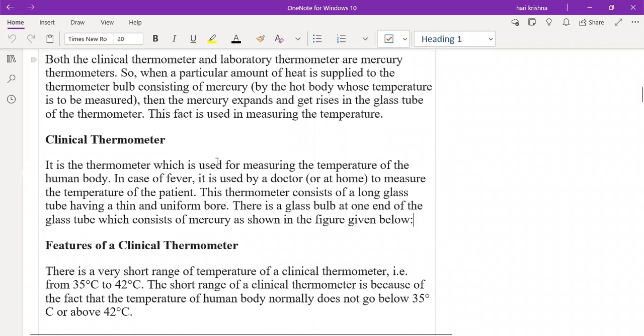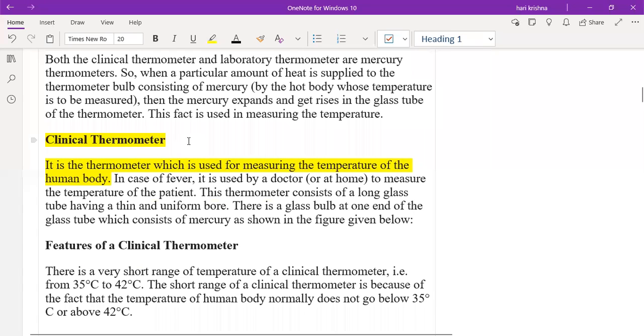Okay. So first one is a clinical thermometer. What is the meaning of clinical thermometer? Sir, these clinical thermometers tell our body heat, sir. They are used by doctors, and even in homes we have them to check our body temperature.